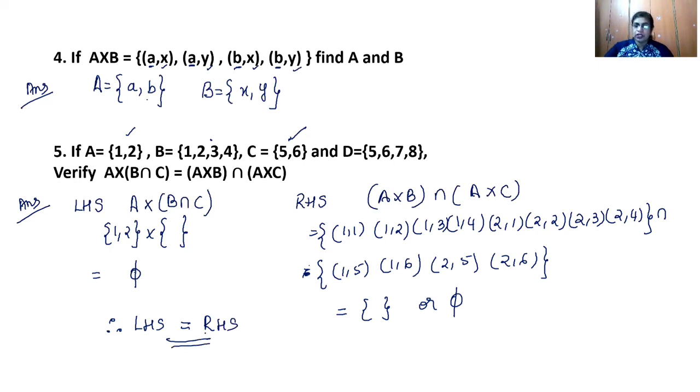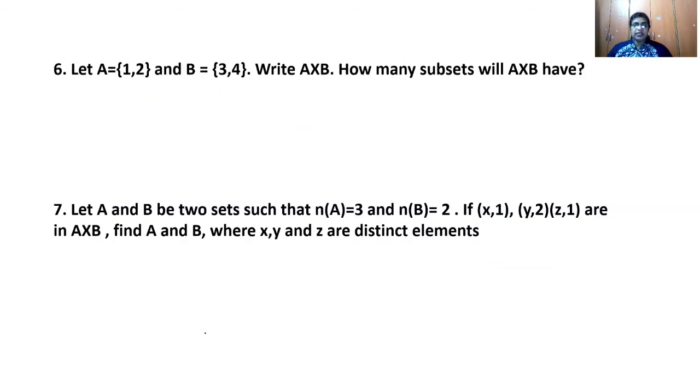We move on to the next question, question number 6. What is the sixth question telling us? Let A = {1, 2}. So set A is given to me as {1, 2} and set B is given as {3, 4}. The question tells me first to write A cross B. Then, after you write A cross B, find how many subsets it will have. First let us write in the answer what A cross B is. Start with the first element: (1,3), (1,4).